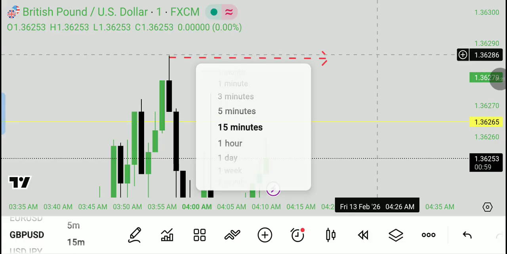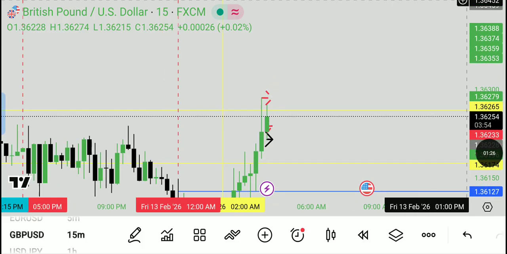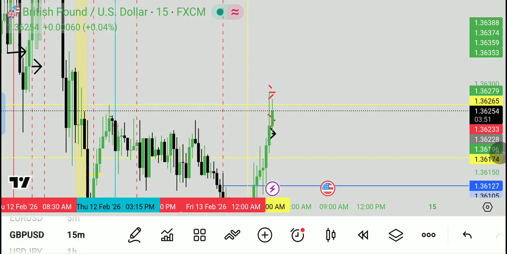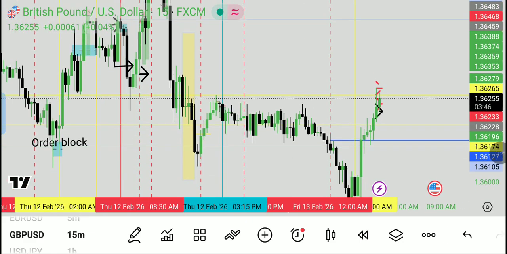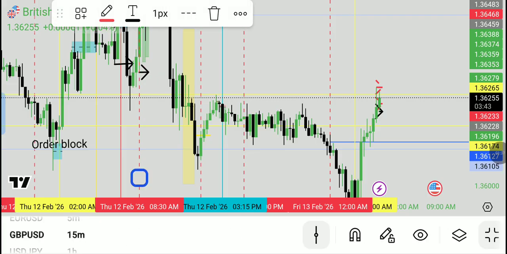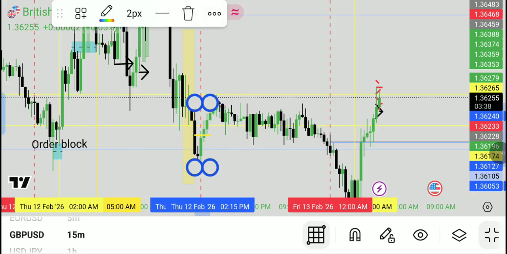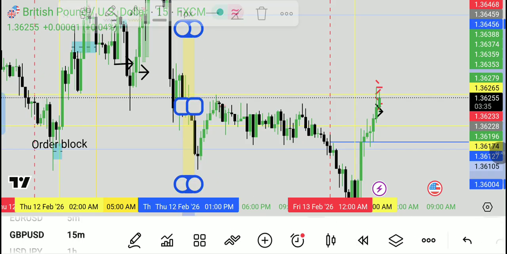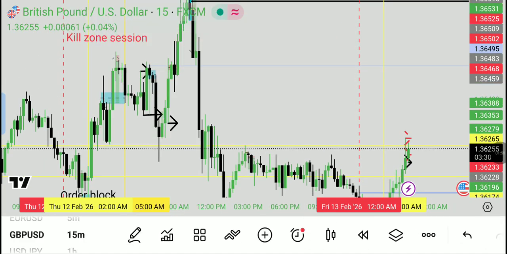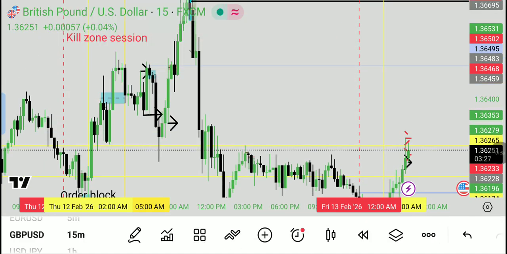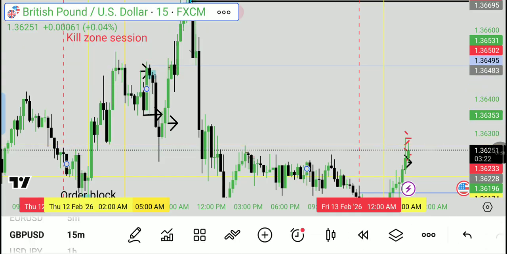Let's find out. Let's go to the 15 minutes time frame. On the 15 minutes time frame, you can see there are multiples of lows. Sorry, I haven't deleted the previous charts. That's what I'm trying to clean now.